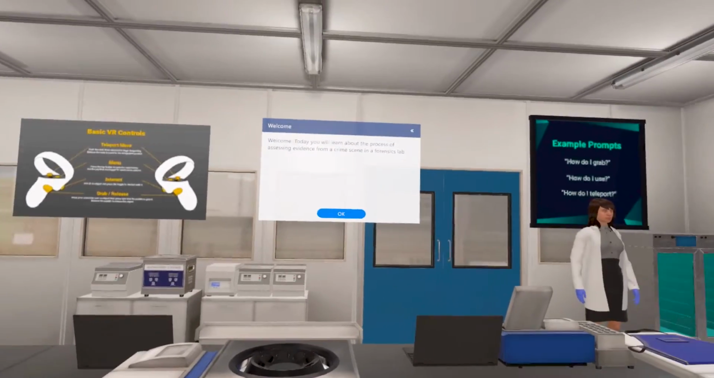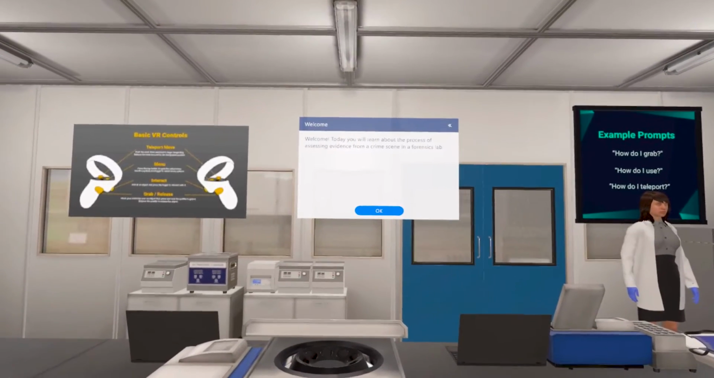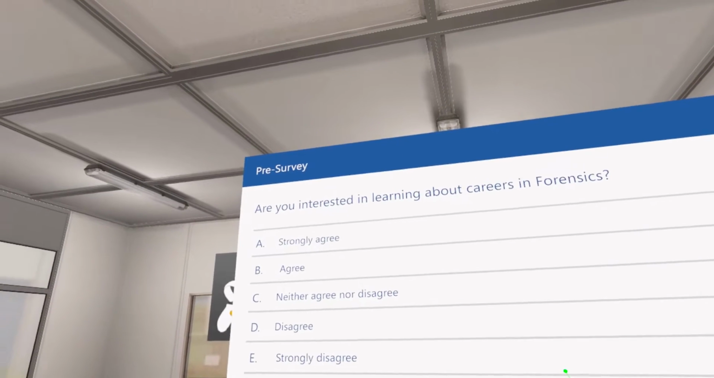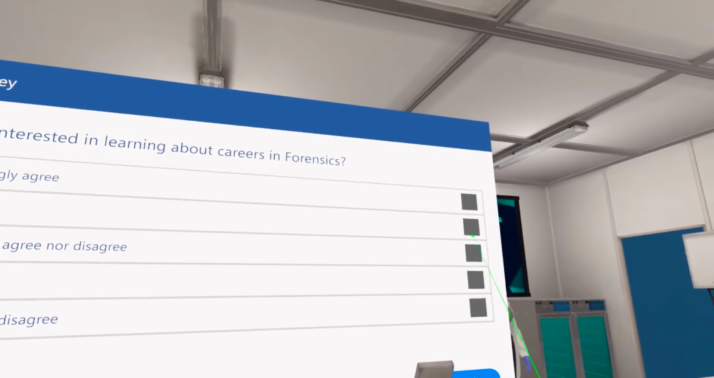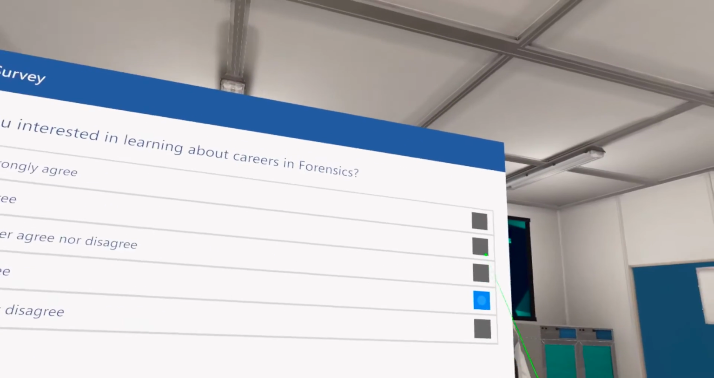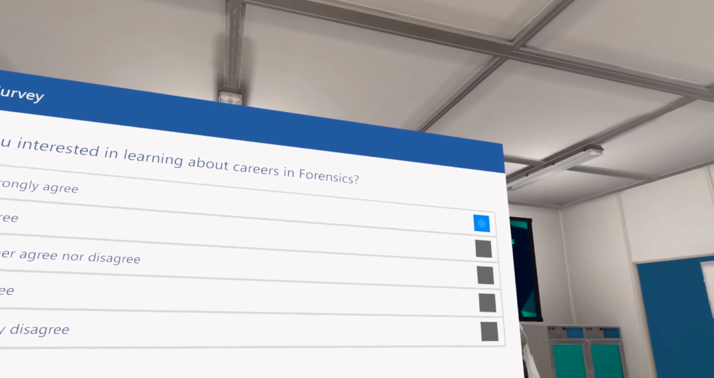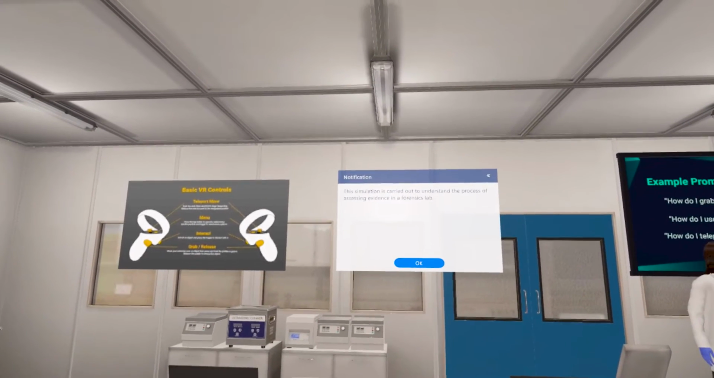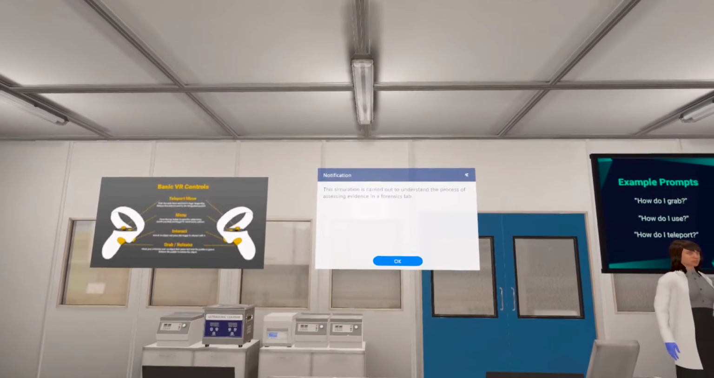Welcome. Today you will learn about the process of assessing evidence from a crime scene in a forensics lab. This simulation is carried out to understand the process of assessing evidence in a forensics lab.